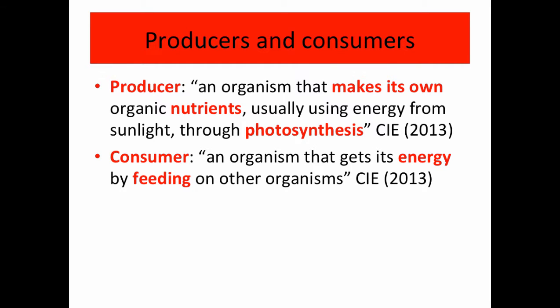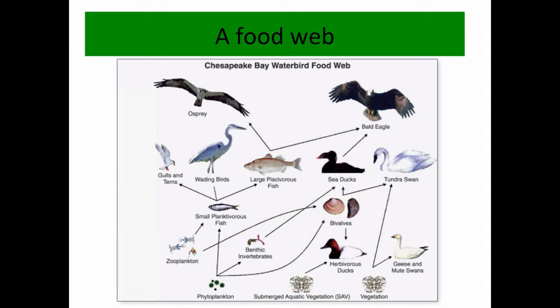Consumers are organisms that get their energy by feeding on other organisms. They get their energy by eating. So once again, look at the food web. Can you identify producers and consumers? You can pause the video here. So, the producers in this food web are phytoplankton, the aquatic vegetation and the normal vegetation. All of the rest of them are consumers.